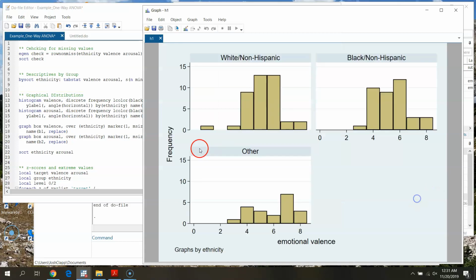Made our y label horizontal. Nothing, just kind of making it look good. But what we're interested in here is then going through and taking a look at our distributions.